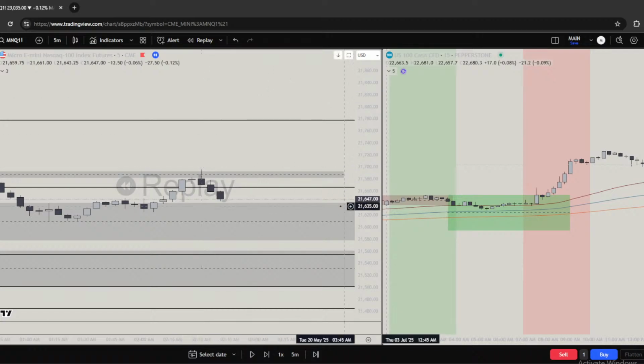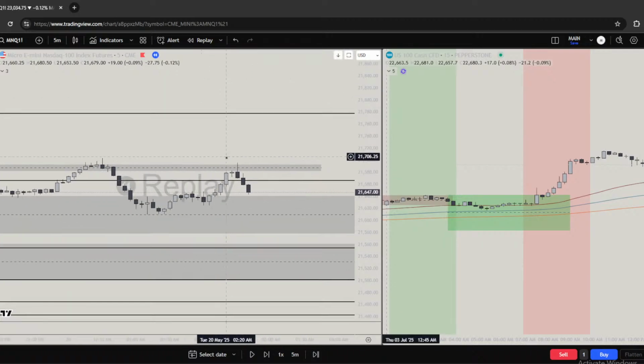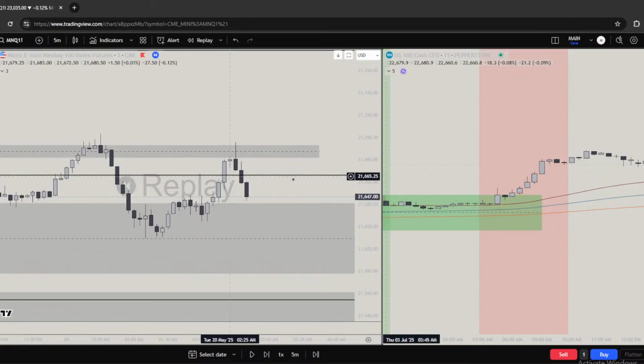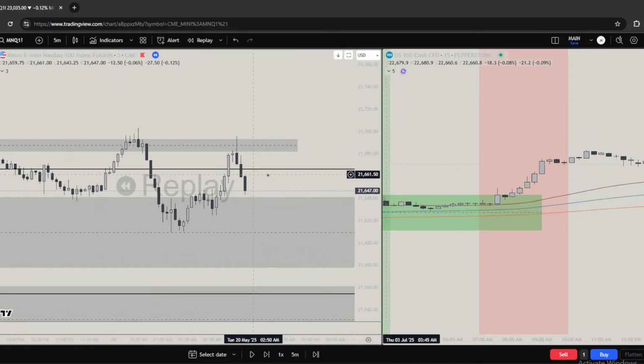I don't think y'all can read the replay on the chart. I'm on TradingView right now in the back test.